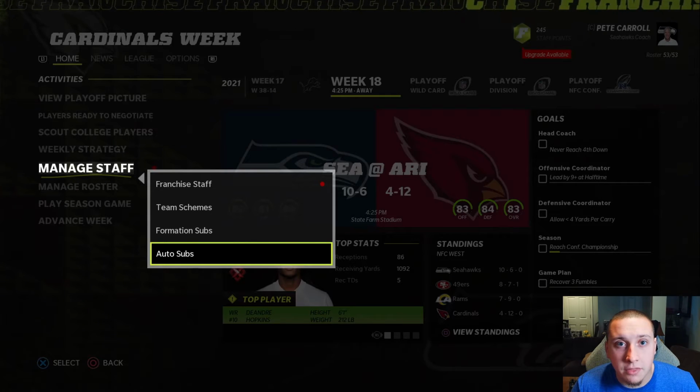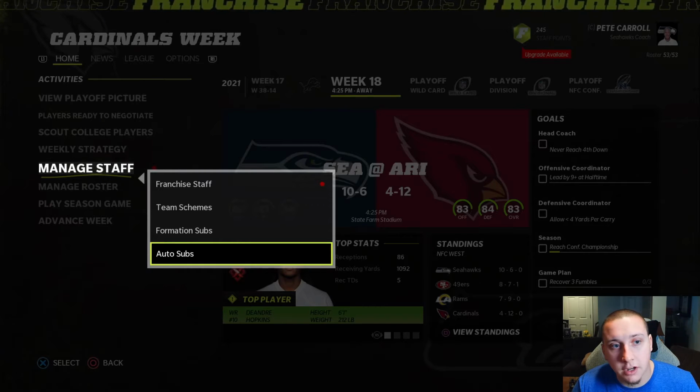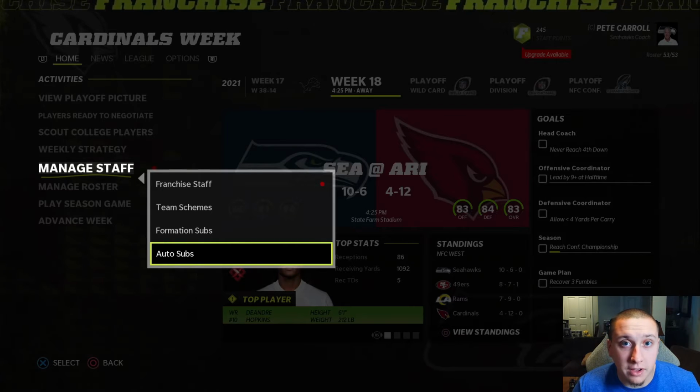As you can see on the screen here, in order to get to your auto subs in franchise mode, you're going to go to the Home tab, then you're going to scroll down on your activities page to manage staff and go to auto subs.